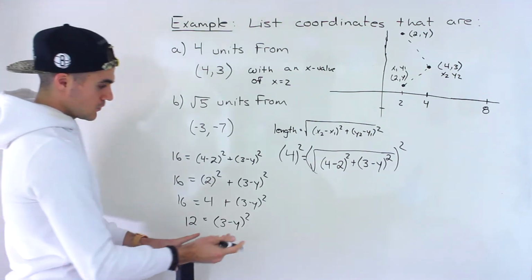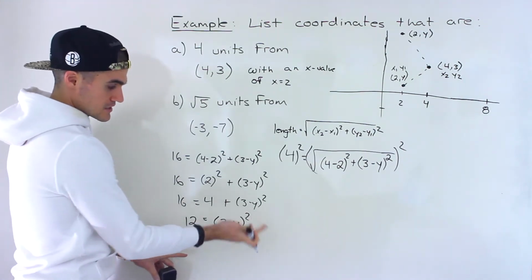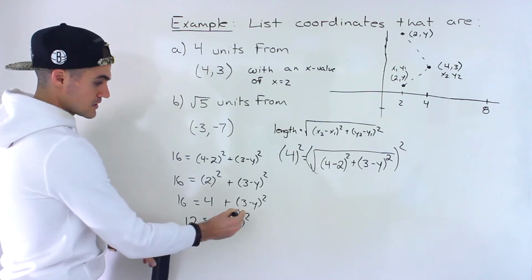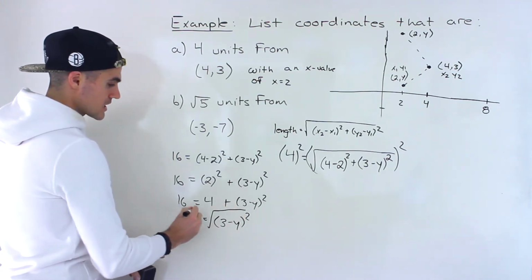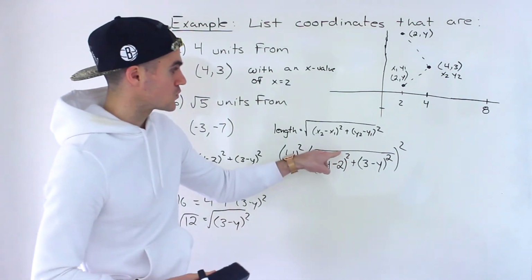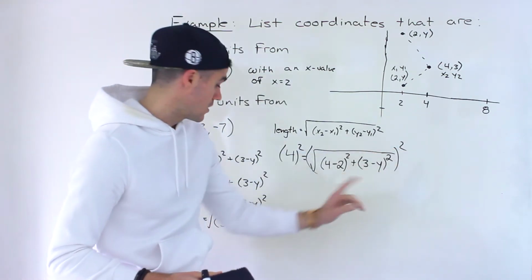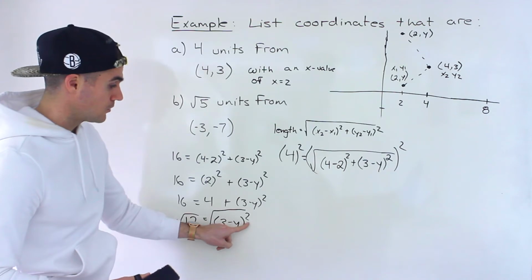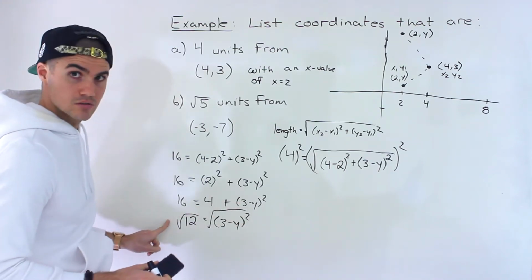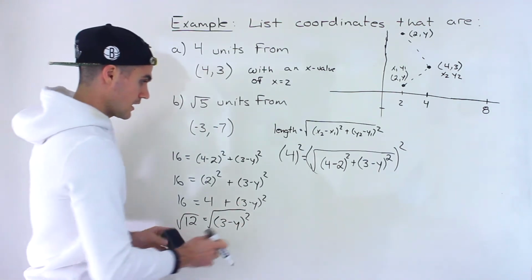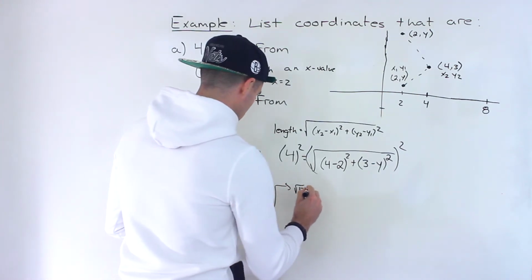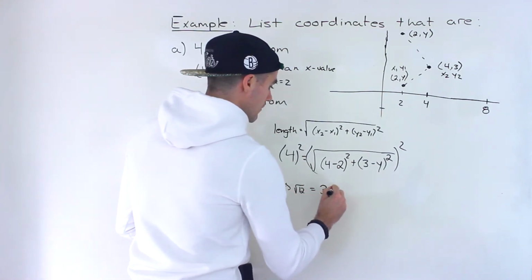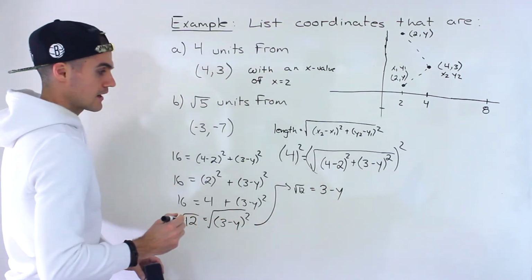And then what you want to do is get rid of this exponent here. So this exponent 2, what you would do is square root both sides. So notice here we wanted to get rid of the square root, so we squared both sides. Well, now we want to get rid of the exponent 2, so we would square root both sides. And so what we would end up with then is root 12 equals 3 minus y, like that.